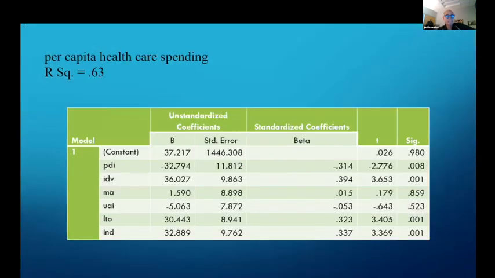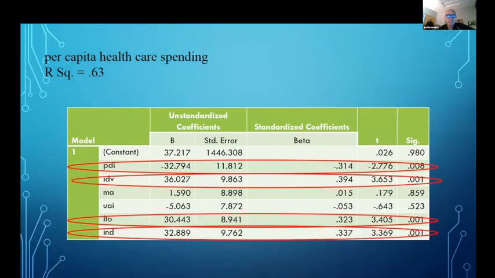Okay, the second model simply used per capita healthcare spending. This time we had a higher R-square, 0.63. The same three entered the equation: individuality, long-term orientation, and indulgence. But look at the top, power distance entered the equation. And the negative beta is saying, look, the higher the power distance, the less we'll spend.